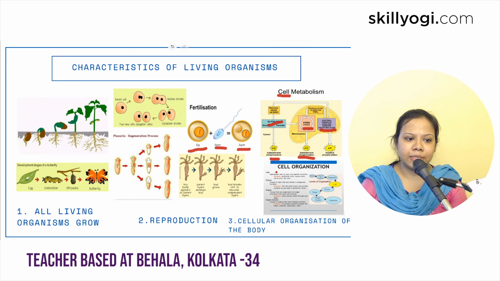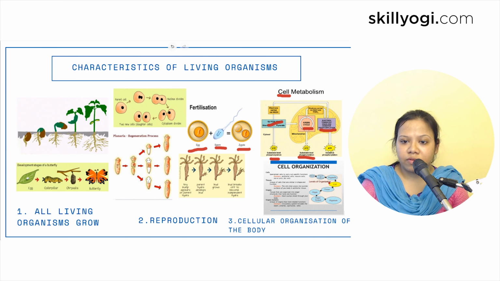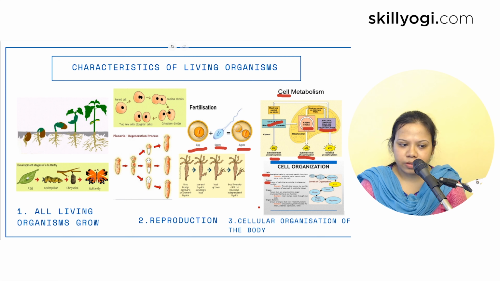And the last one is the cell organization. That means our body is composed of cells, and when numerous cells come together they form tissues. We know about tissues, like epithelial tissues, respiratory tissues, digestive tissues. So the structural unit is the cell, and when a huge number of cells come together they form tissues.